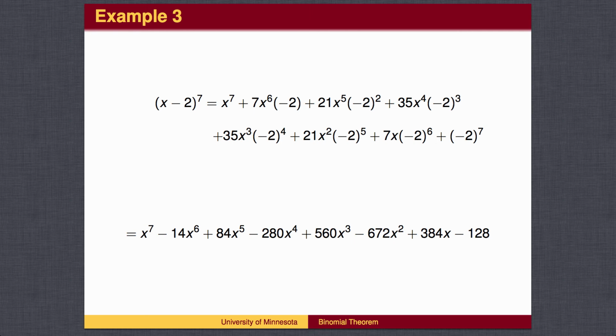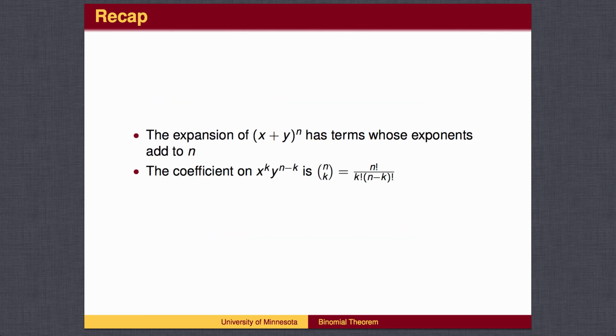We can expand binomials involving constants in the same way. The coefficients come from Pascal's triangle. The powers of x decrease by 1, and the powers on -2 increase by 1. We can then multiply the numbers to simplify to the final answer.